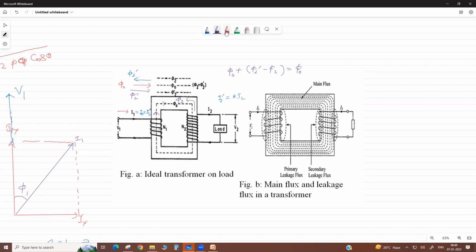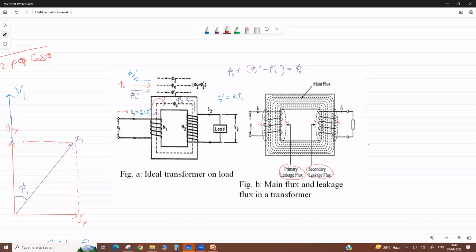Correct. Now, my dear, come to the leakage. See, the maximum flux produced by primary and secondary windings is within the core only. But due to the sinking effect, some flux goes like this. This is called primary leakage flux and secondary leakage flux.